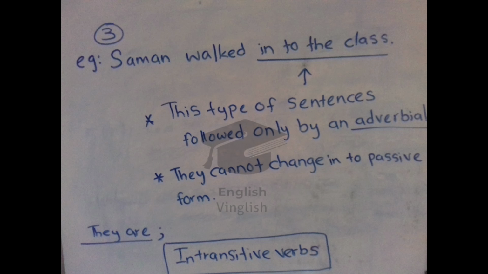So the sentences with intransitive verbs cannot be passivized. We cannot passive these types of sentences. For example, someone walked into the class. So someone is the subject, walked is the verb, into the class is the adverbial. So there is no object, right? So only to modify the verb walked, only to describe the verb walked, they have used the set of words into the class as an adverbial.